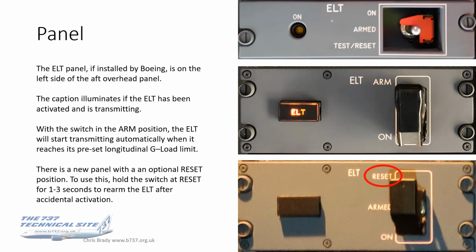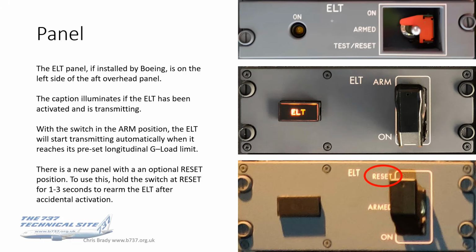With the switch in the arm position, which is where it's spring-loaded to, the ELT will start transmitting automatically when it reaches the preset longitudinal G-load limit, as we've already seen and discussed. The 2 and a bit G longitudinal impact will trigger it. You can also manually switch it on if you've got the presence of mind to do that in a situation that requires it.